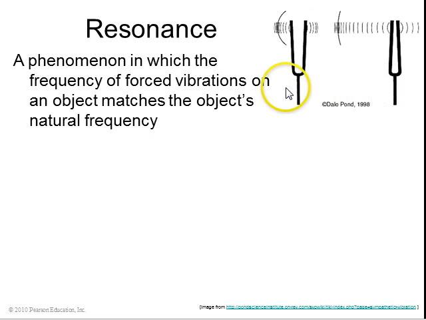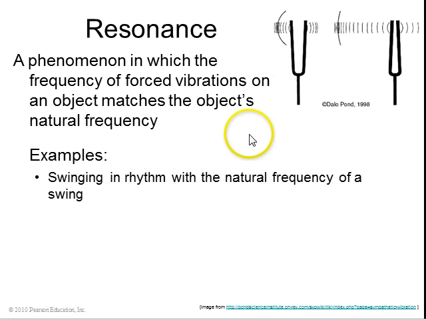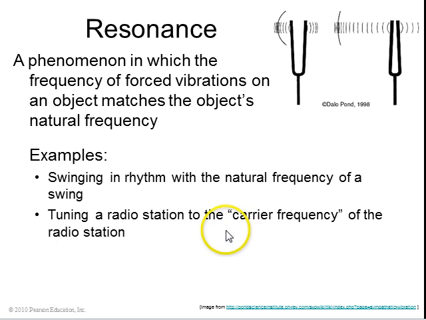An example here is 2 identical tuning forks. If one of them is already shaking, you can set up sympathetic vibrations in another tuning fork that's nearby. And this is a phenomenon of resonance. It's because this frequency is matched to the natural frequency of this tuning fork. Another example, if you're pushing a swing, and you push with the same frequency as the natural frequency of the swing, then the amplitude increases.